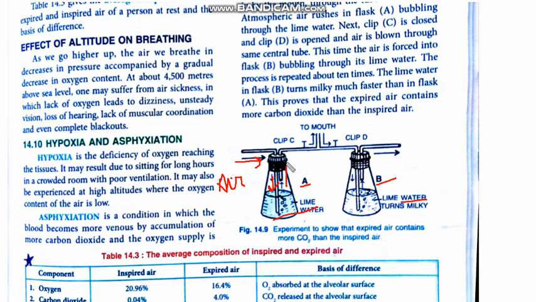So this air now moves towards the mouth. Then in the mouth, respiration occurs. After respiration, we breathe out. Now the expired air, the air that is exhaled, goes into flask B, which contains lime water, and at this time the lime water turns milky. So CO2 is present, and we can say that the expired air contains CO2.